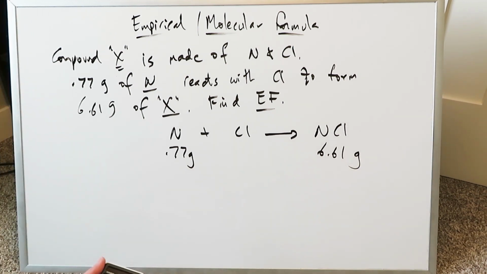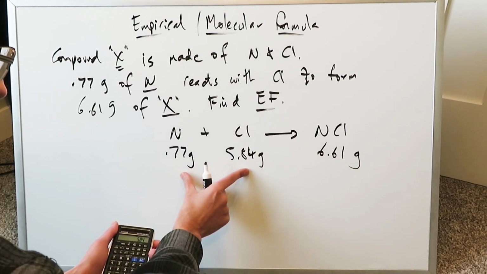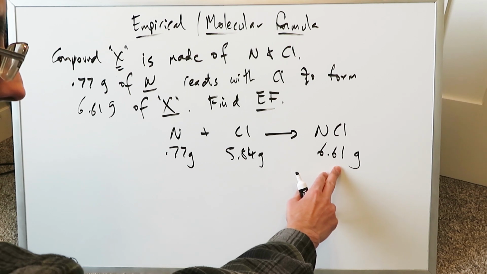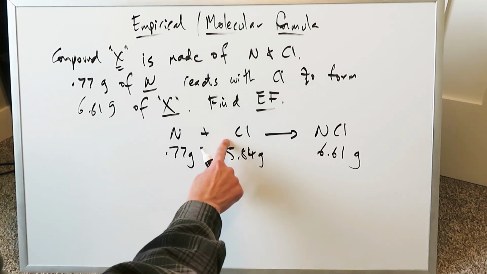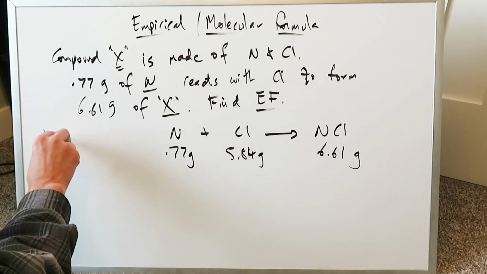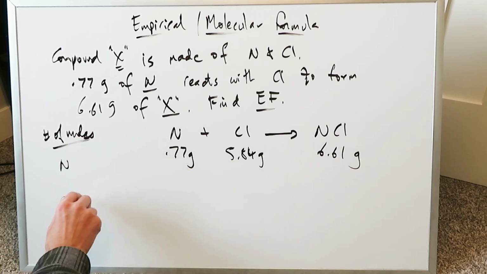You cannot create it out of scratch, but what you can do is 6.61 minus 0.77. You can get here a value 5.84. These two in their combination should equal in terms of mass exactly what you have in terms of a product. So the law of conservation of mass or matter helps you out in determining the chlorine. Now what do you do about this? You determine the number of moles.